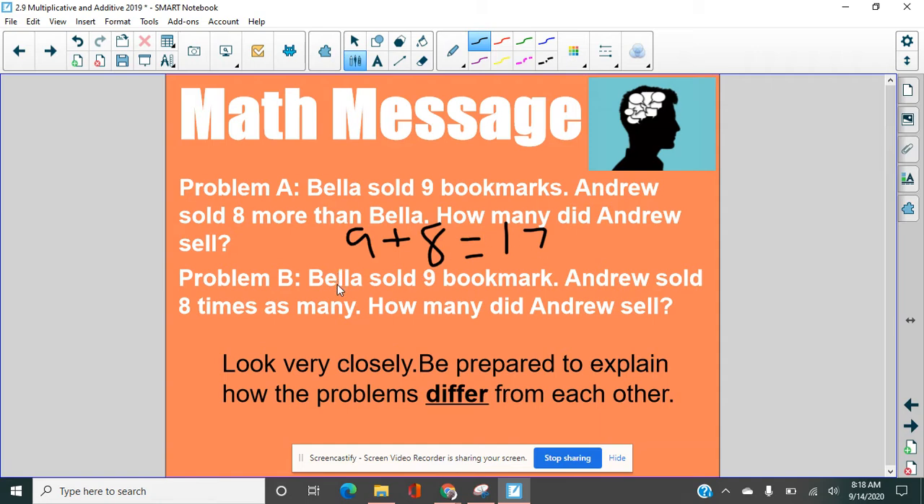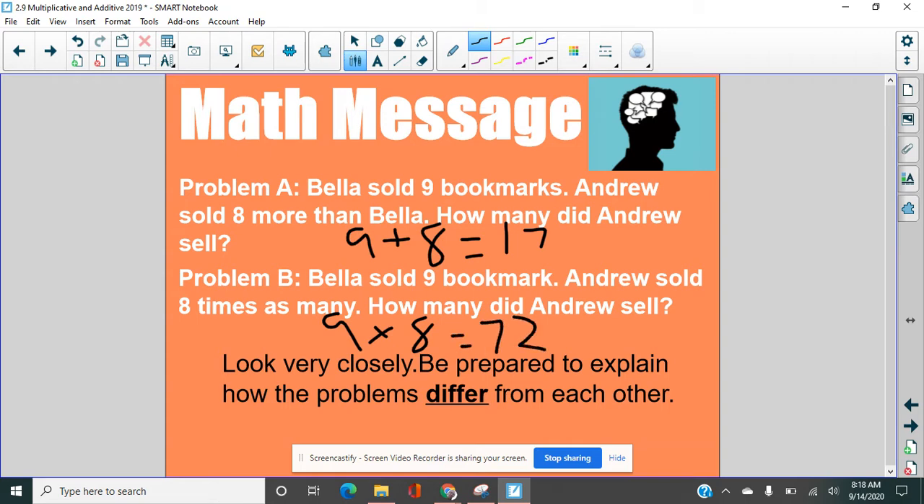But look at problem B. Bella sold 9 bookmarks. Andrew sold 8 times as many. How many did Andrew sell? So Andrew sold more, so our answer is going to go up: 9 times 8. Okay, did you notice that?